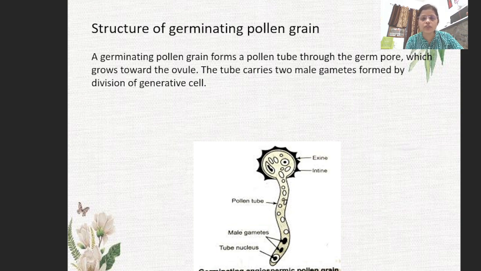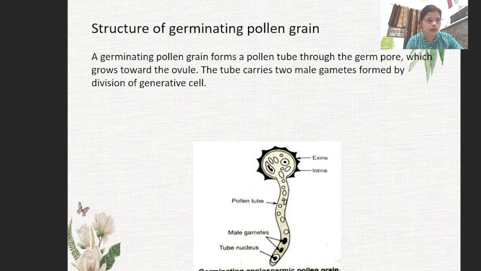Now we move on to the structure of the germinating pollen grain. In the process of pollination, the pollen is transferred from anther to the stigma of the flower, and here it absorbs moisture and germinates. It germinates by producing a pollen tube. In the pollen grain are present two cells, the generative cell and the tube cell. The generative cell divides and produces two male gametes, and these two male gametes are suspended in the pollen tube.